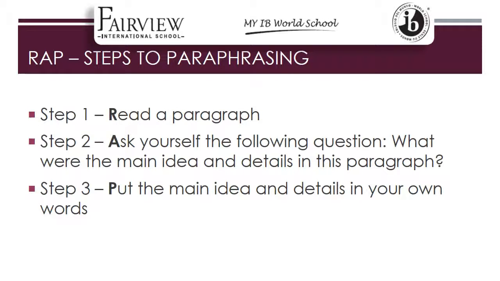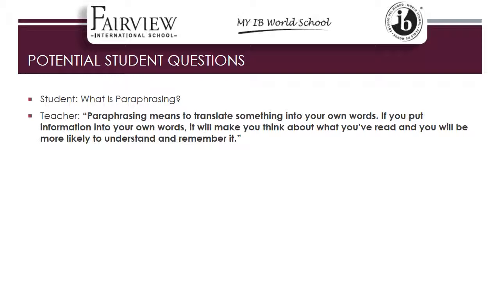So RAP is basically steps in which to paraphrase. It's three simple ways. Step 1, read the paragraph, or it could even be a section of writing, so a section of a text. Step 2, ask yourself the following question. What were the main idea and details in this paragraph? And then step 3, put those ideas and details, or the main idea and details, in your own words. Okay, so really simple, really straightforward and easy to follow.